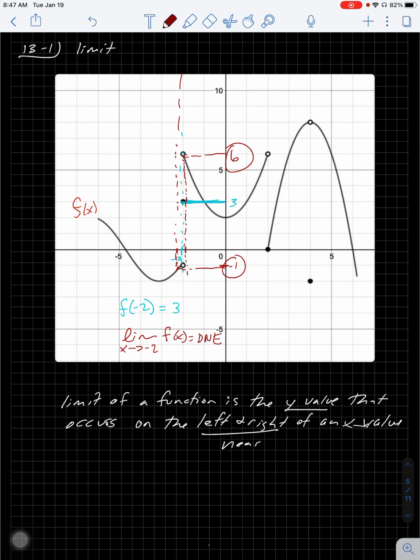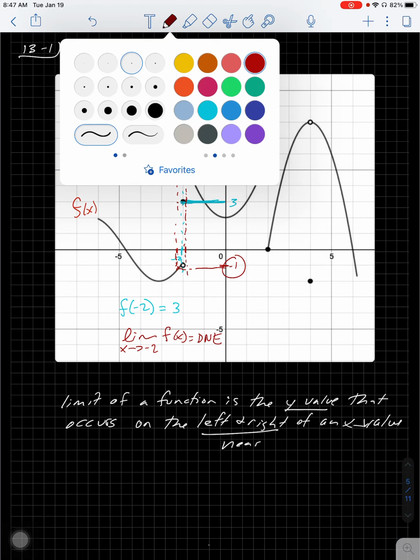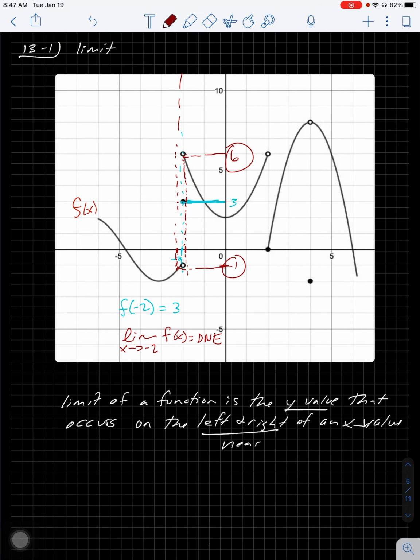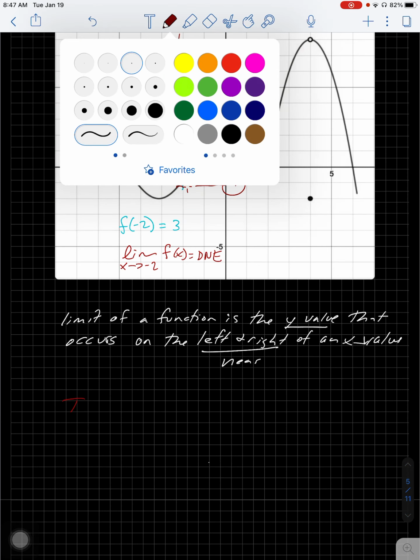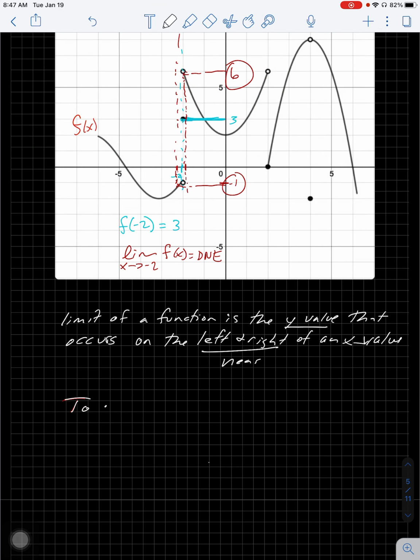We use DNE. Okay, so let me write something down here in the way of kind of a plan or definition. To calculate a limit, the left side has to match the right side. Okay?